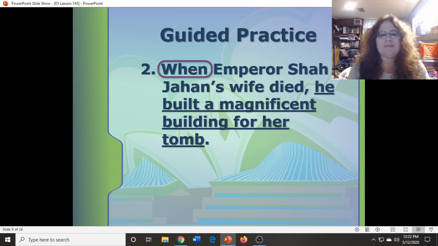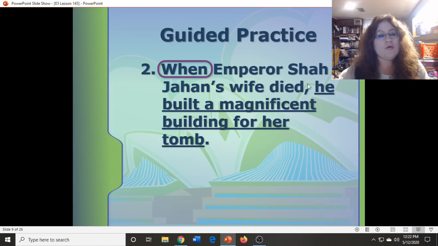Okay, it's when. Now we need to look at the underlined words. He built a magnificent building for her tomb. We have to tell if this is independent or dependent. Now, when you look at this, you can see that it is a complete sentence. He built. There's the subject and verb.